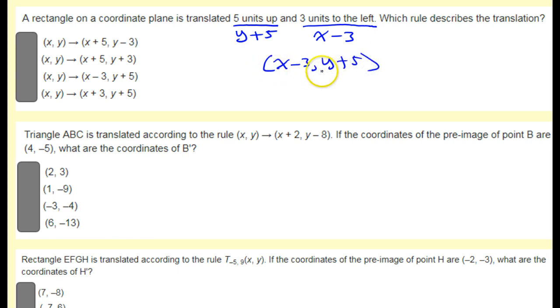So this is the answer. So which one of them says that? X minus 3, y plus 5. This is the answer right here. Kabam!